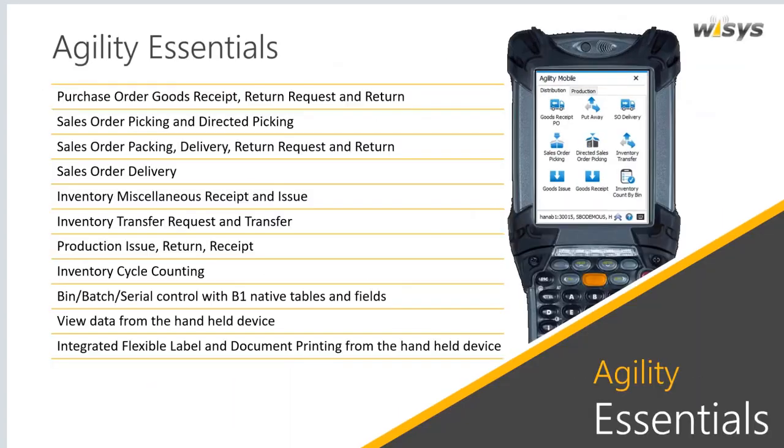We have a few different products. Like I mentioned, we're going to go over the Agility Essentials product, which are really all the standard transactions in Business One. And I have a list of them up here on the screen.